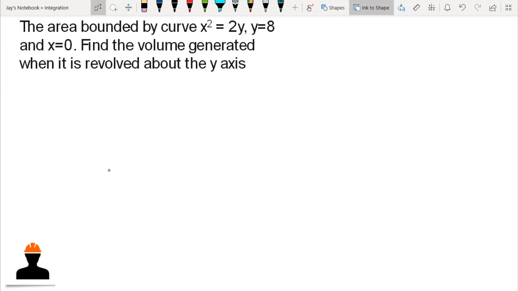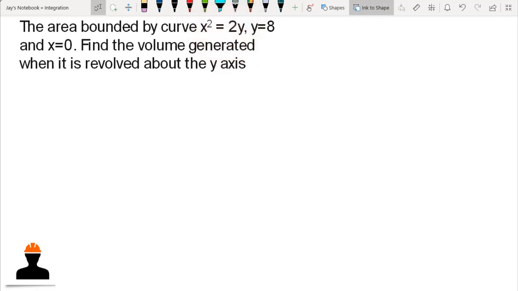Now, I have here the area bounded by the curve x squared is equal to 2y, and y is equal to 8, and x equal to 0. Find the volume generated when it is revolved about the y-axis. So if we have the area bounded by this curve and these lines, and that region is being revolved about the y-axis, we need to compute the volume generated. But the first thing we do here, of course, is to plot our curves in our Cartesian plane.